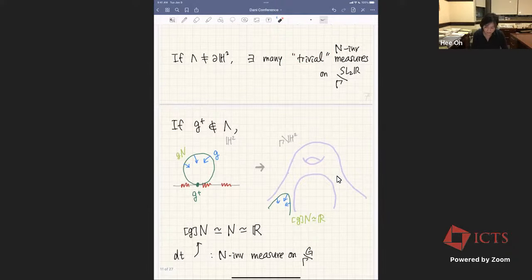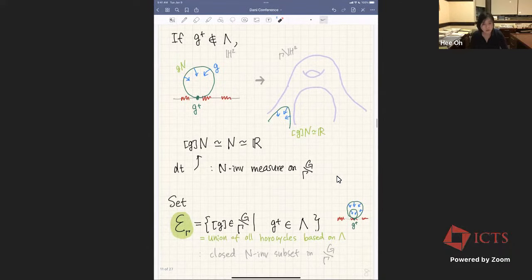So if the limit set is not everything, there are many trivial N-invariant measures coming from the horocycles which are not based on the limit set. Therefore, if we are interested in some kind of unique ergodicity result, we should consider the following set. We denote by E of gamma the union of all horocycles based at the limit set. This can also be written as the set of all G, the coset in G mod gamma, such that G plus, which is exactly the forward endpoint of the geodesic determined by G, belongs to lambda.